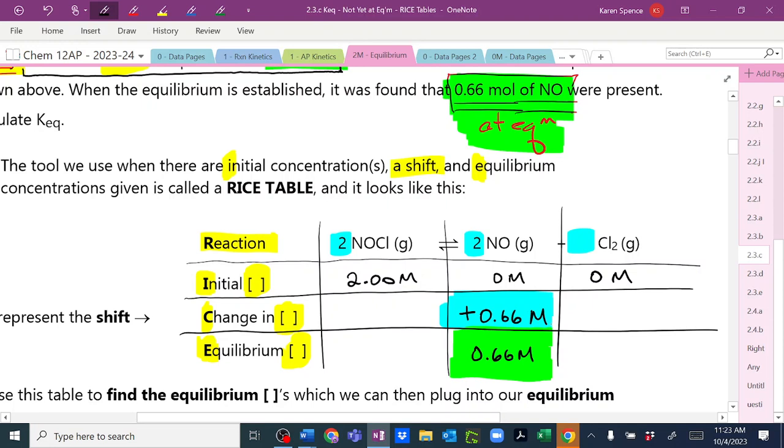Now I'd like you to put in the signs for the other two changes. NOCl, is that going up or down? It's going down, so we're going to put a negative sign. And the Cl2, is that going up or down? Cl2 is going up because it's being produced. And what quantities will we put in there? Tell your partner.